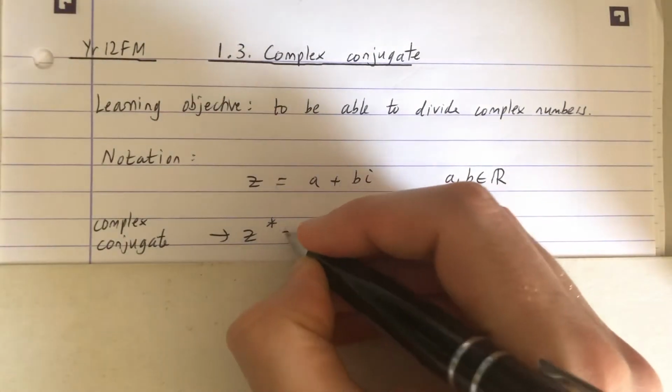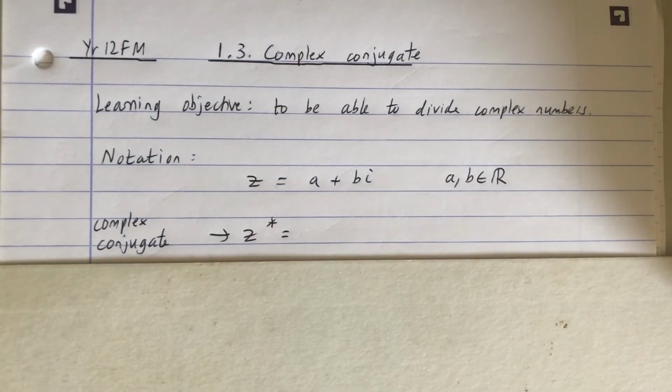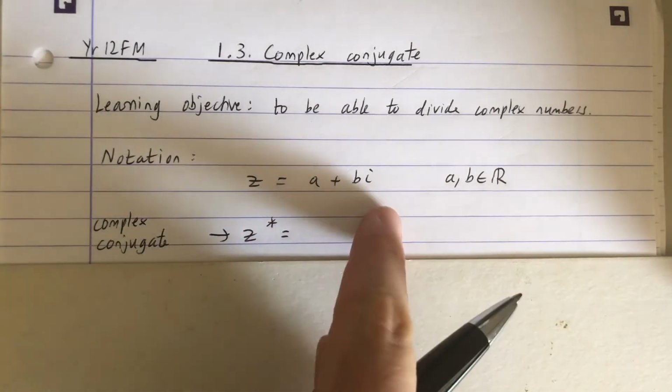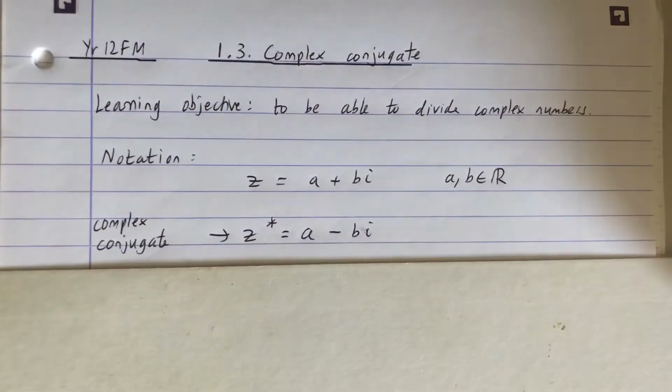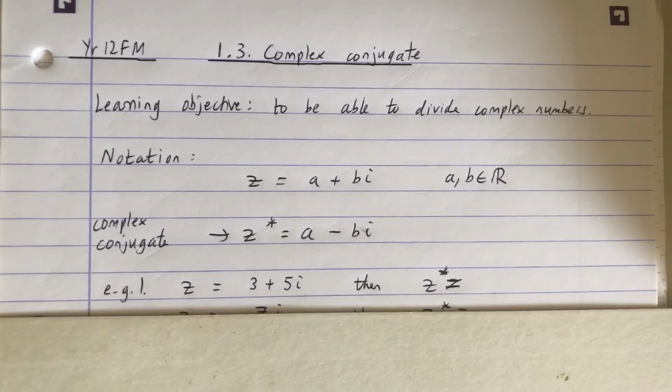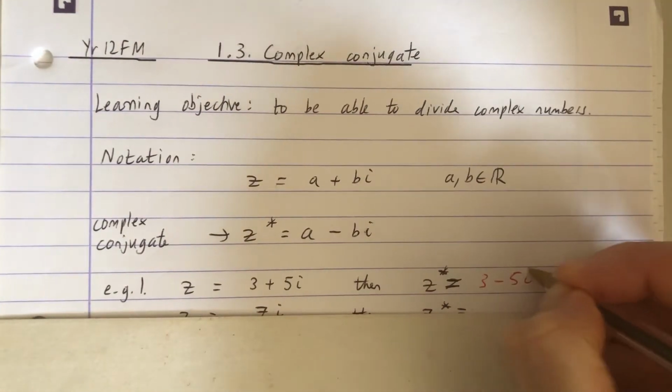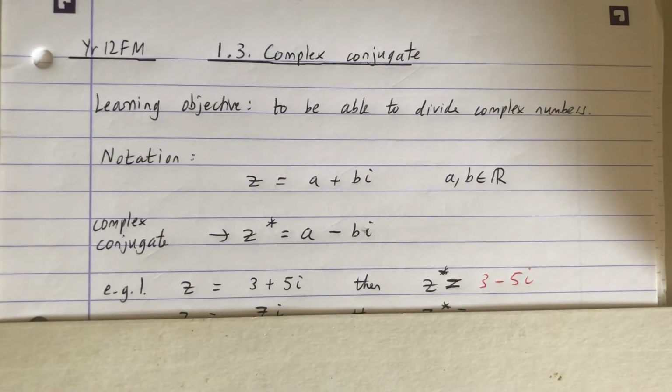And the operation that you have to do for this is, if I tell you that z is equal to a plus bi, then z star is a minus bi. You swap the sign of the imaginary part. And these two things come in pairs. A complex number and its complex conjugate all come in pairs. For example, if you had 3 plus 5i as the complex number, then 3 minus 5i is the complex conjugate pair.